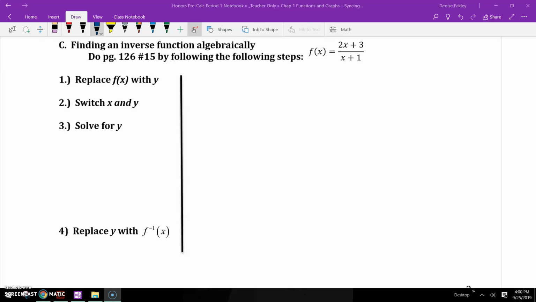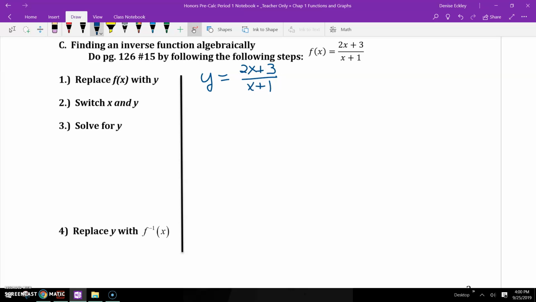Page 126, number 15. We are to find the inverse function algebraically, and the function is f of x equals (2x plus 3) divided by (x plus 1). And we are to use the following steps. Step 1 is to replace f of x with y. So we will rewrite the function as y equals (2x plus 3) over (x plus 1).